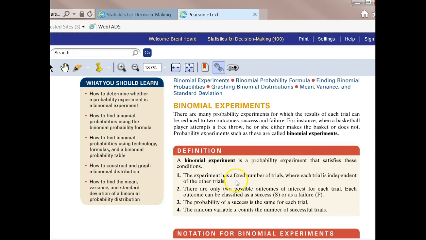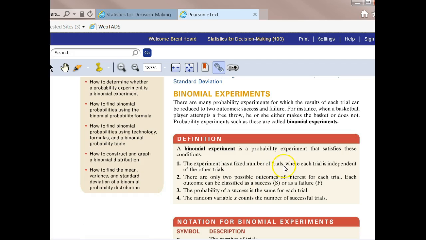The experiment has a fixed number of trials. Think about that. When you flip that coin, how many times did you flip it? Where each trial is independent. You need to put this in your own words. When you flip a coin, is it independent? In other words, does the second flip have anything to do with the first? No. There are only two possible outcomes. Well, what are the possible outcomes when you flip a coin?